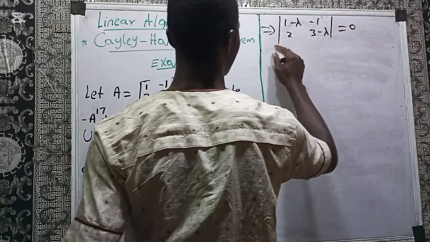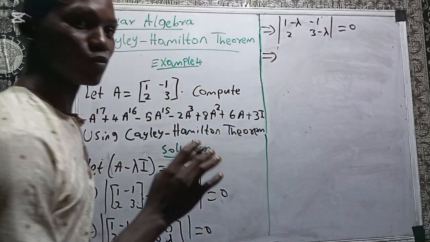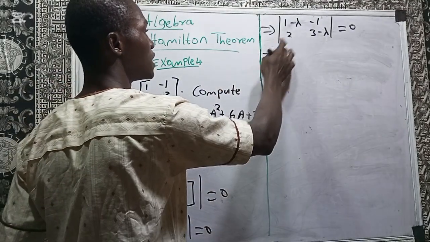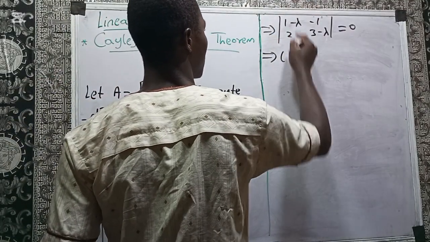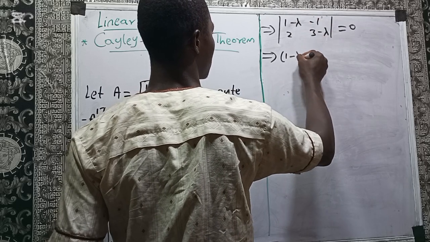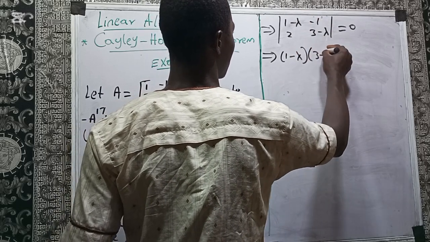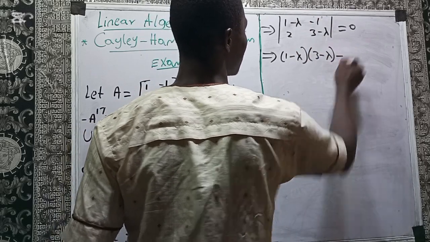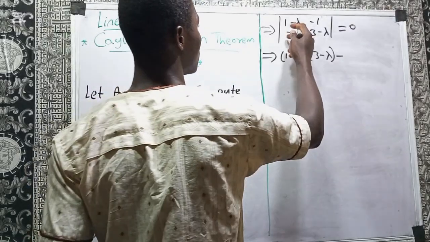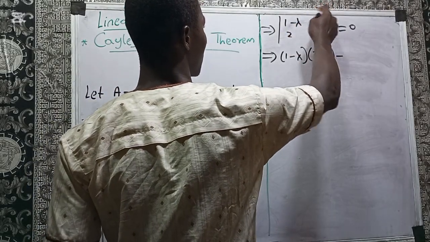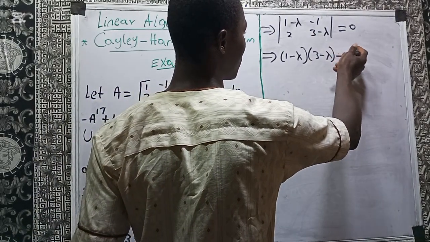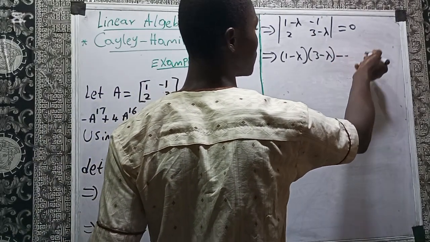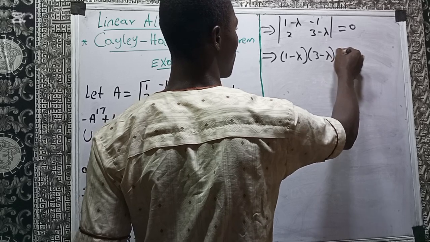Determinant equated to 0. This implies this is now a 2 by 2 matrix. We want to find the determinant of it. You multiply the principal diagonal, that's this multiplied by this: 1 minus lambda multiplied by 3 minus lambda. Then you subtract the product of the other diagonal. 2 multiplied by negative 1 will give you negative 2. Then you'll be doing minus negative, which will be positive. So I have positive 2.